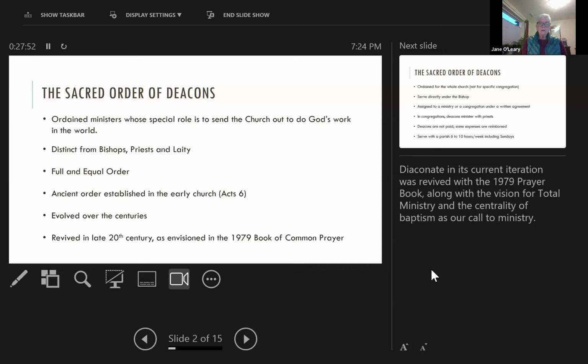It's evolved over the centuries. The order of deacons has been different things over the years. And along the way, one of the things that the order of deacons has been is step one to being ordained a priest. So you know that anyone who's ordained a priest has been ordained a deacon first, even though it's questionable whether they have the call to be a deacon or not. It's just what you got to do, right?